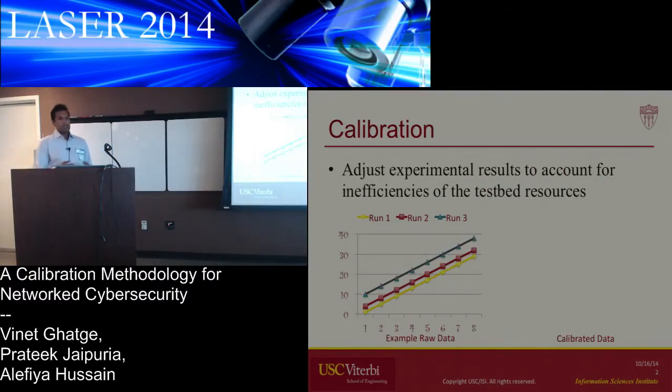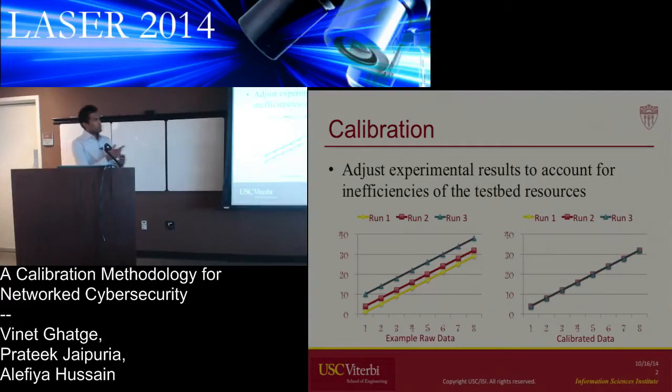Okay, so let me begin by defining what we mean by calibration here. Calibration for us is to adjust experimental results to account for testbed inefficiencies and external factors that are not under the control of an experimenter, in order to allow correct interpretation of these experimental results, and to be able to correctly compare results obtained from distinct runs of the same experiment. What we are implying here is that experimental results can get skewed and distorted because of some of the inefficiencies in the testbed, and we need to calibrate the results to remove the noise, the error.